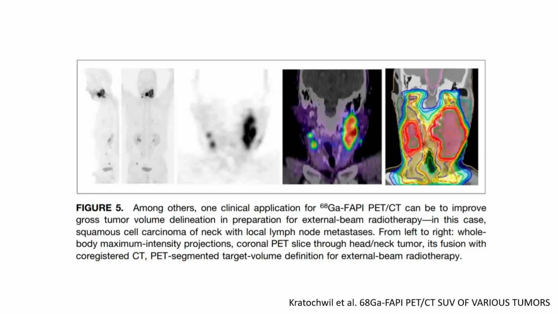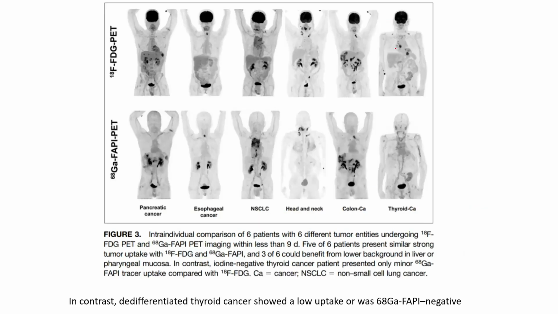And FAPI can also be used to improve the GTV, or gross tumor volume, delineation in the preparation of the patient for EBRT, or external beam radiation therapy. And this is the comparison of the patient who had both FDG and gallium FAPI, and we can see that the patient has similar scans over here.